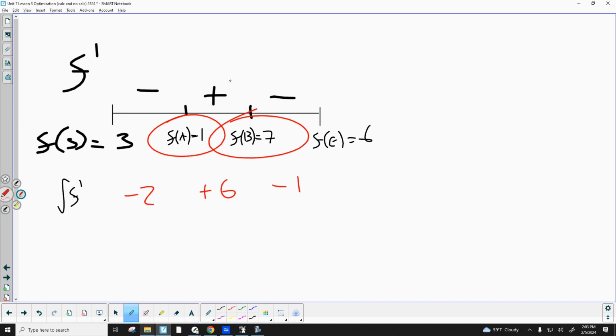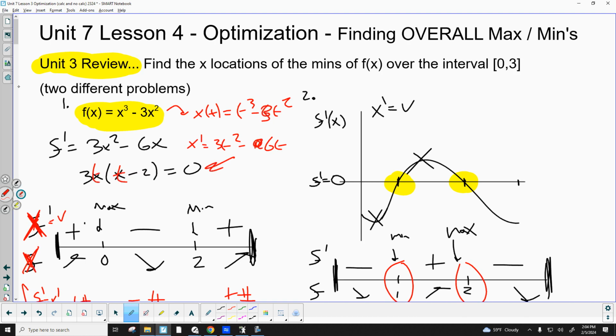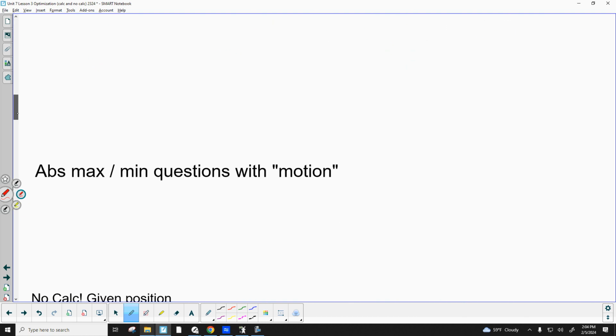Oh, 1 is the smallest, that's the min. 7's the largest, that's the max. Whenever you can just look at values, it's helpful to just look at values. Whenever you have to look at displacement, okay, do a little bit of analysis, look at displacement. Let me show you what that's going to look like with these questions.